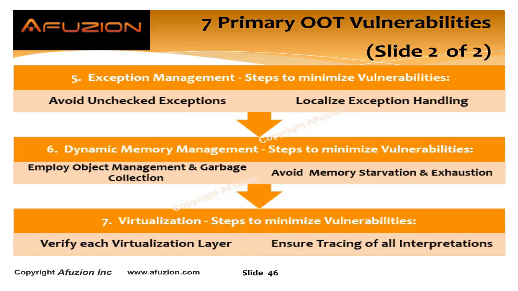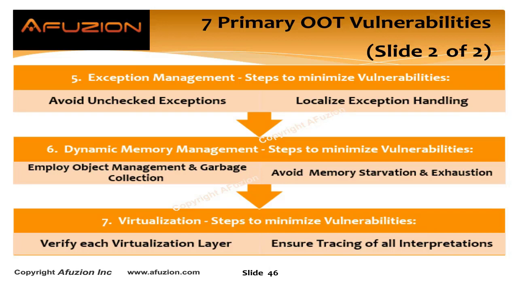Number 6, dynamic memory management. We used to avoid it completely. However, we like dynamic memory management. It's part of OO. So we need to employ object management and garbage collection. But make sure we avoid starvation and exhaustion. Several gaps in here. We always see this as a gap.